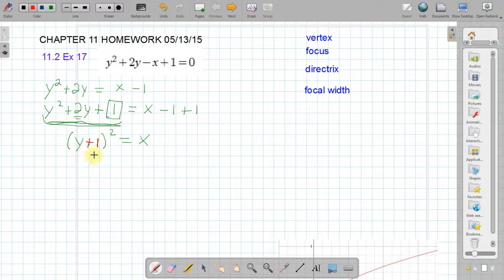So the y is translated, but the x is not translated. So you gotta be careful about this guy right here. If you add something here, you need to add something here. No way, everything is peachy keen.